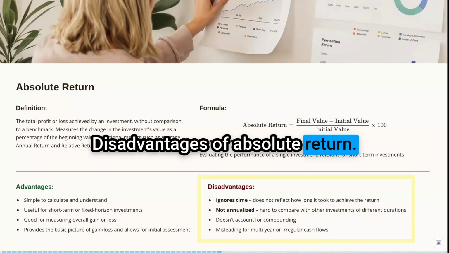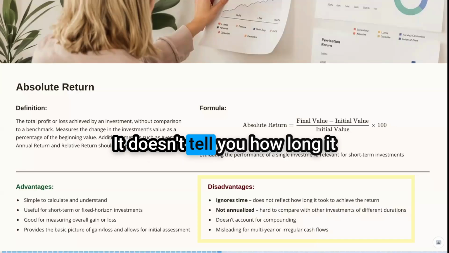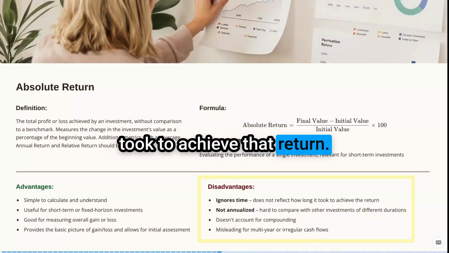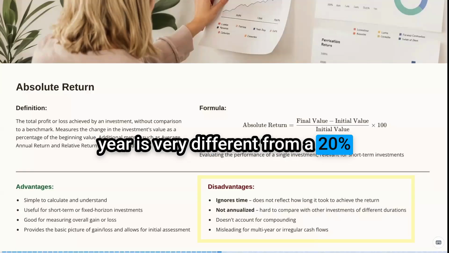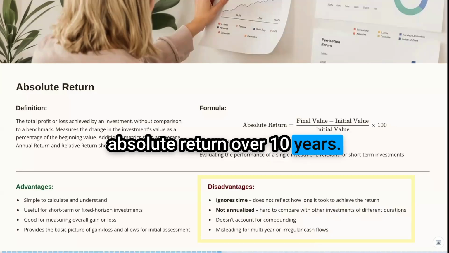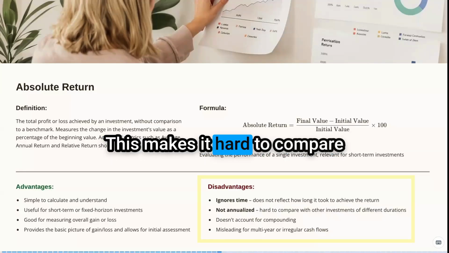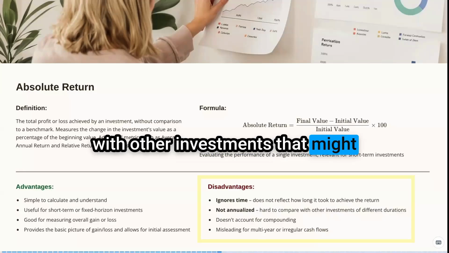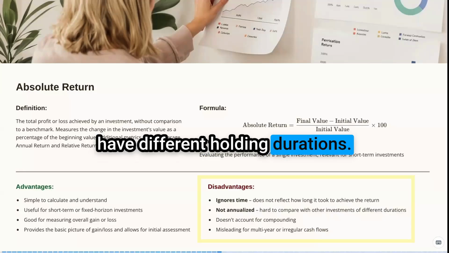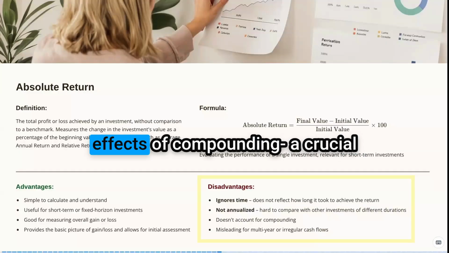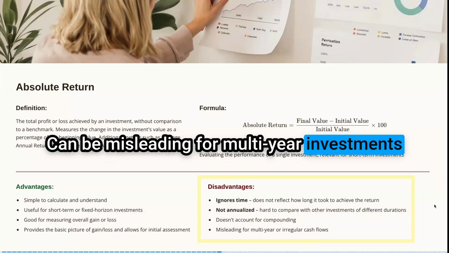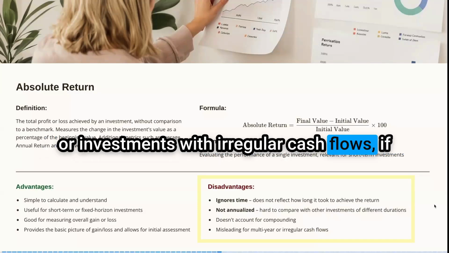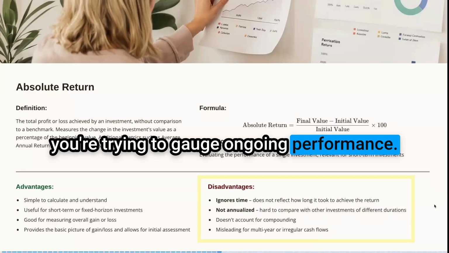Disadvantages of absolute return: it ignores time. It doesn't tell you how long it took to achieve that return. A 20% absolute return over 1 year is very different from a 20% absolute return over 10 years. It's not annualized, which makes it hard to compare with other investments that might have different holding durations. This calculation does not reflect the effects of compounding, a crucial element when inferring an annual rate. It can be misleading for multi-year investments or investments with irregular cash flows if you're trying to gauge ongoing performance.